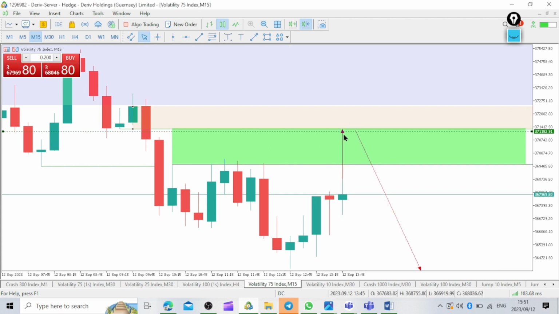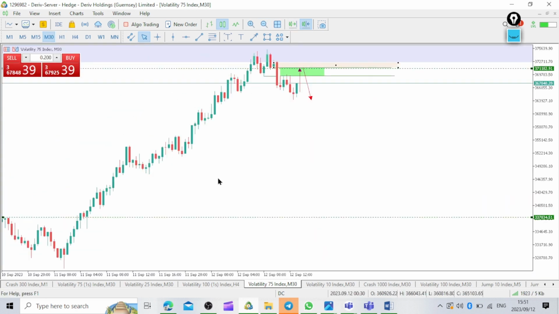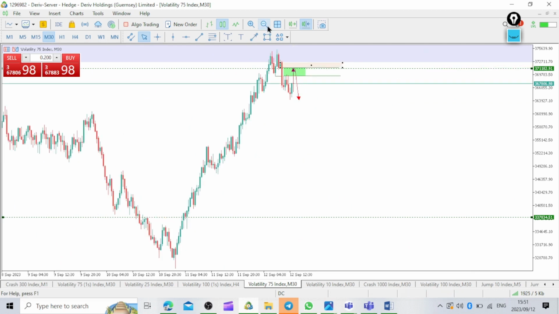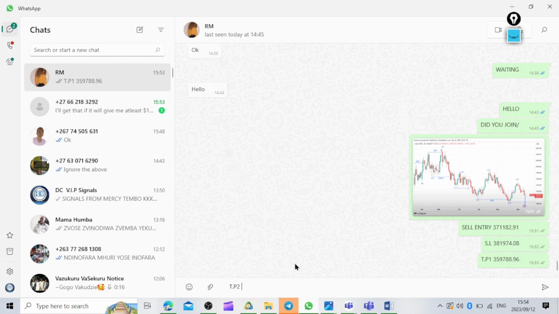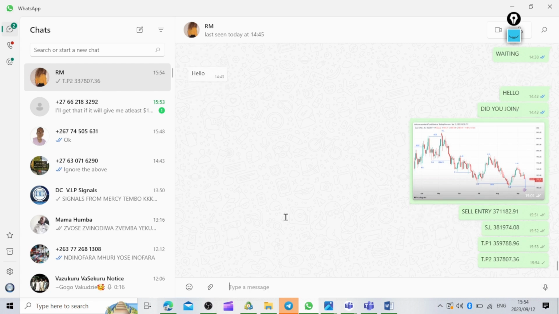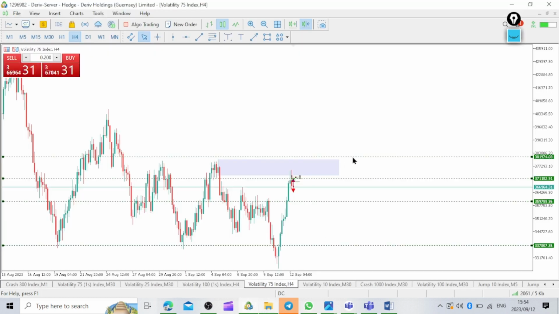I think if you can start selling here, you're going to put your stop loss just above this order block. TP2 is here. Once price hits your first take profit, you move your stop loss to your entry. Your entry is here.